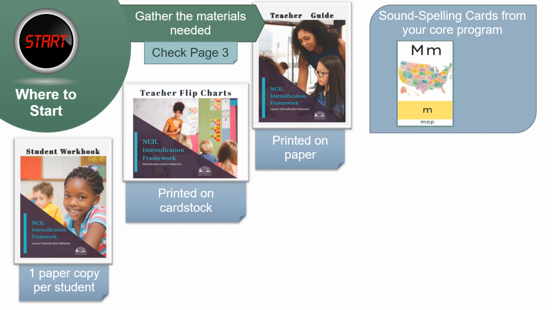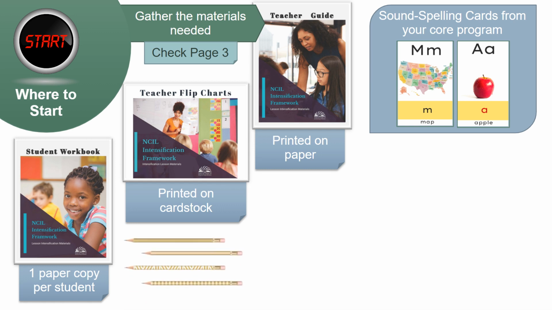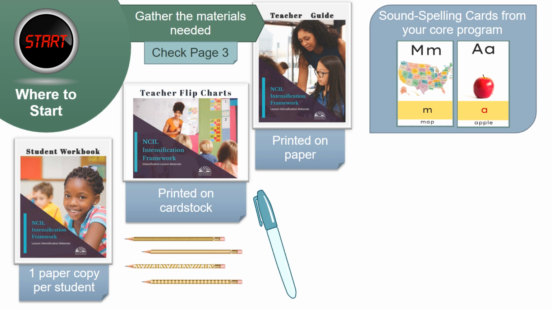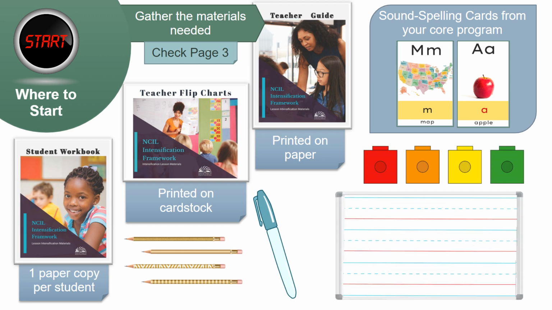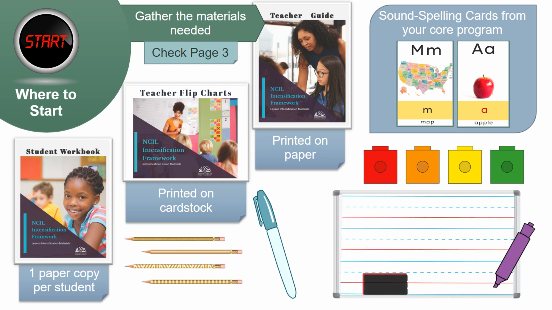These are cards with a sound, the letter or letters that make that sound, a picture to help represent that sound, and the word that corresponds with the picture. You'll also need 1 pencil for each student, a marker with the cap a different color than the body of the marker, interlocking cubes, and a lined whiteboard, marker, and eraser for teacher demonstrations.